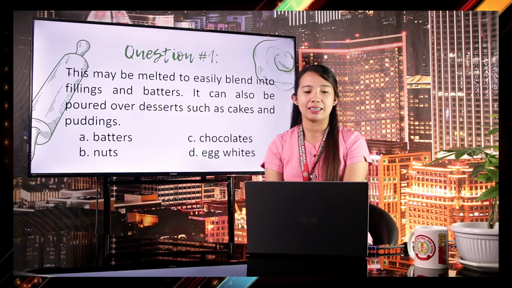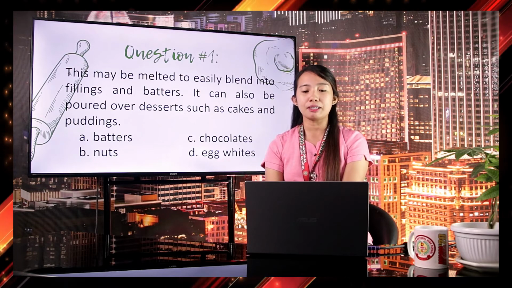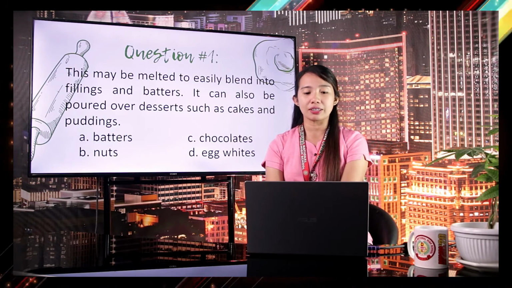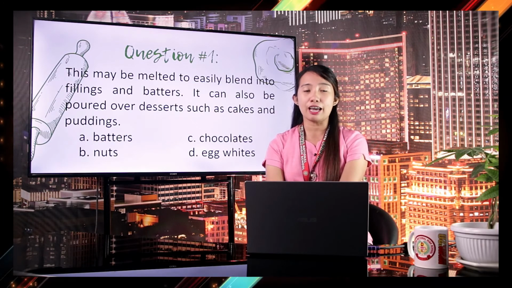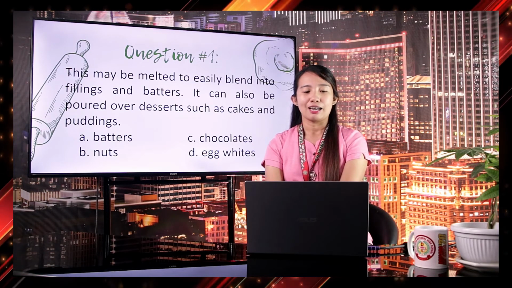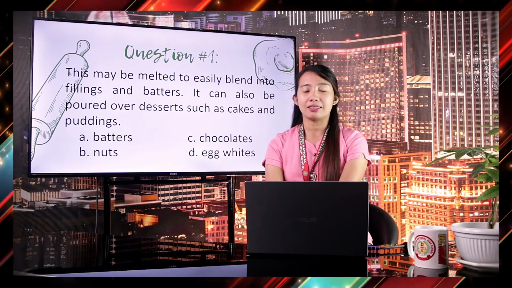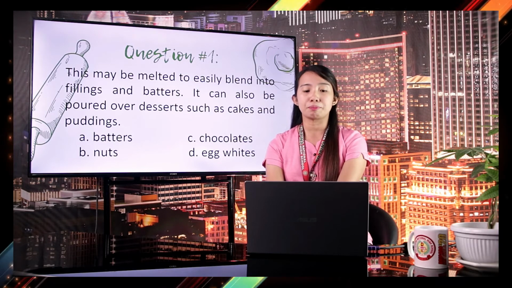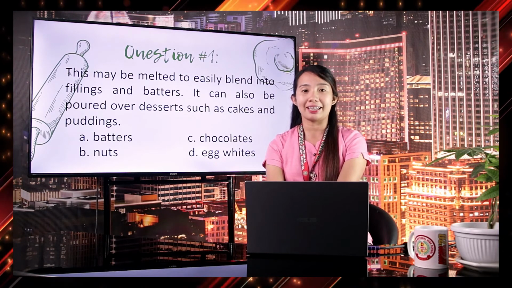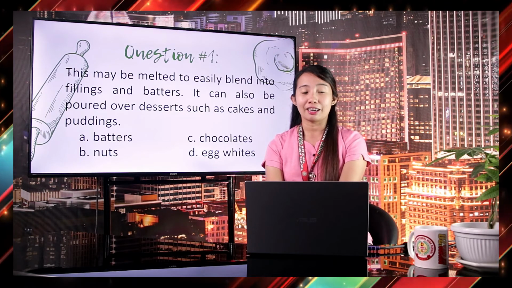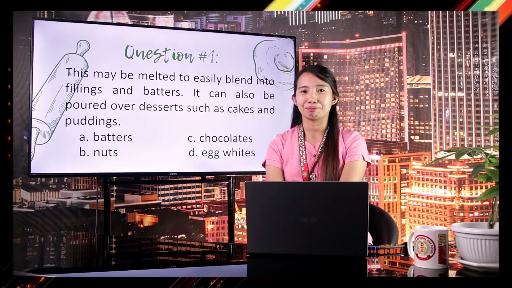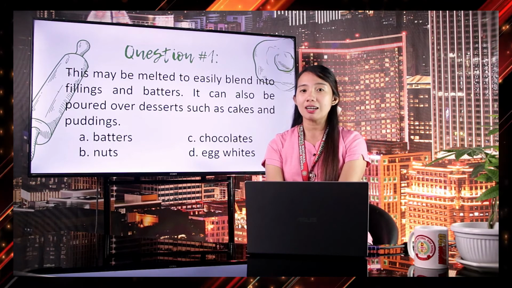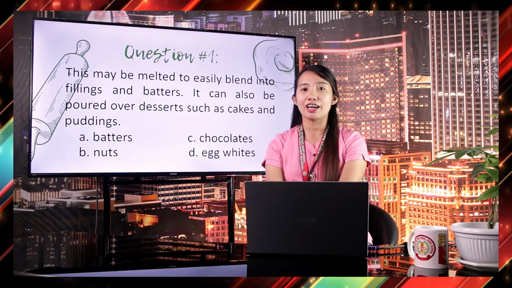Question number 1. This may be melted to easily blend into fillings and butters. It can also be poured over desserts such as cakes and puddings. Letter A, butters. Letter B, nuts. Letter C, chocolates. Or letter D, egg whites.